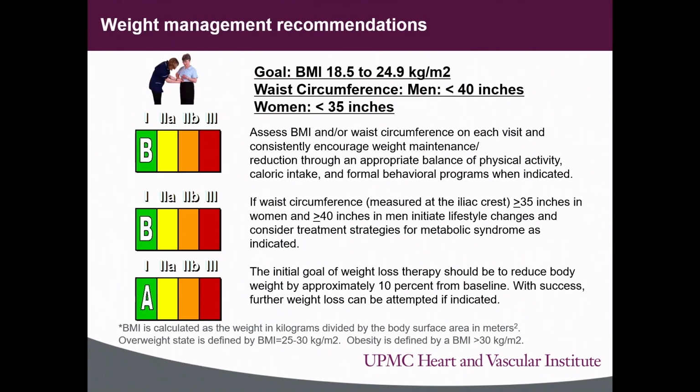In terms of weight management recommendations, again, goal BMI should be less than 25. Waist circumference in men should be less than 40 inches. Women less than 35 inches. Class 1 indications to assess BMI or waist circumference on each visit. So this is oftentimes why you check weights in your office. If the waist circumference is high, you want to consider treatment strategies for metabolic syndrome as indicated.